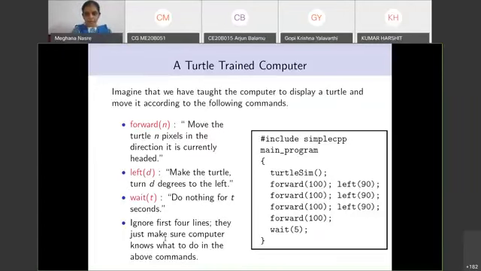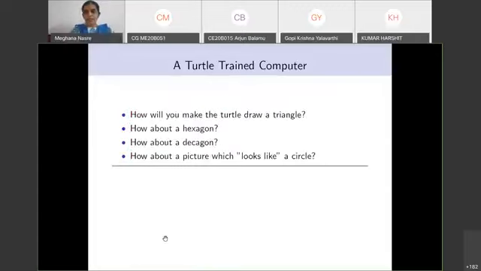Okay. Yeah. So, what are our takeaways? We have seen one computer which has been trained with a turtle. We have drawn a square using the turtle. How will you make the turtle draw a triangle? It's not difficult. Again, don't give answers right now. We are going to come back to all of this in the second part of the class today that we have. How about a hexagon?